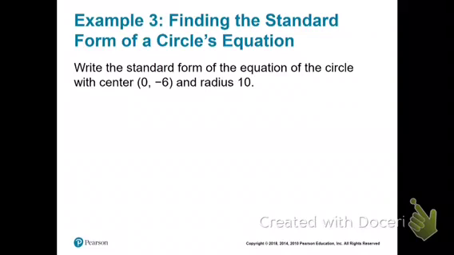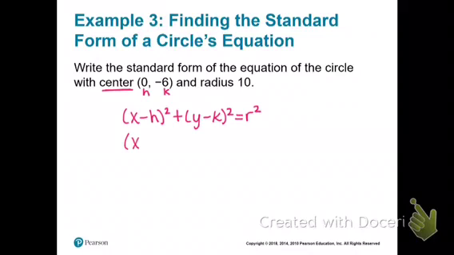All right, so example 3 says to write the standard form of the equation of the circle with a center at (0, -6) and a radius of 10. So standard form of the circle, that's (x - h)² + (y - k)² = r². Well, what do we know about the center? What is our center? That's our h and our k. So let's plug that in.